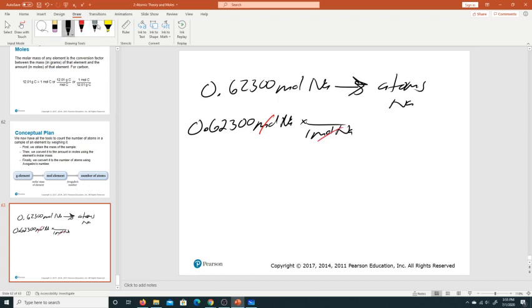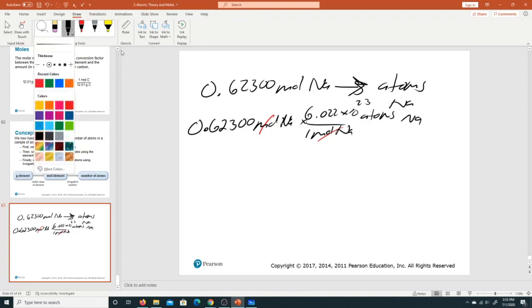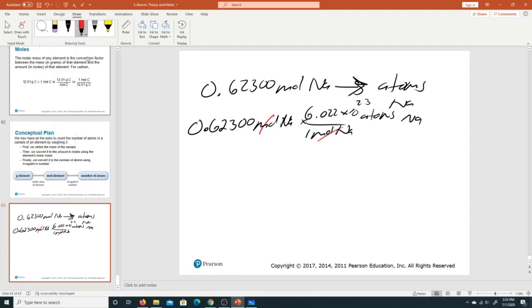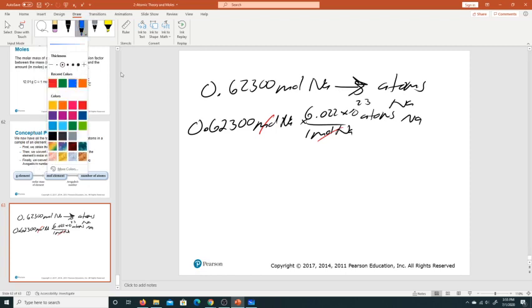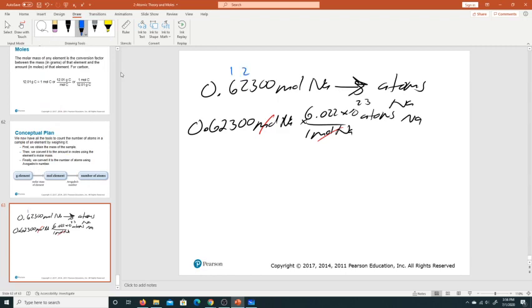I have moles here, means I need moles here. The number on top has to be Avogadro's number: 6.022 times 10 to the 23rd atoms of Na. How many sig figs? Well, 1, 2, 3, 4, 5. These trailing zeros are after a non-zero digit, they're after the 3, and they're at the decimal place. So we count them. It's 5 sig figs.